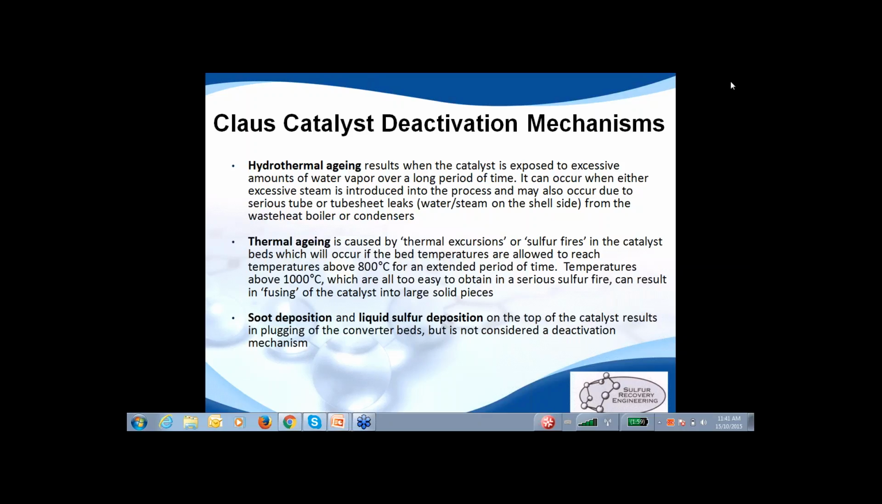Thermal aging is caused by, as I previously mentioned, sulfur fires or thermal excursions.